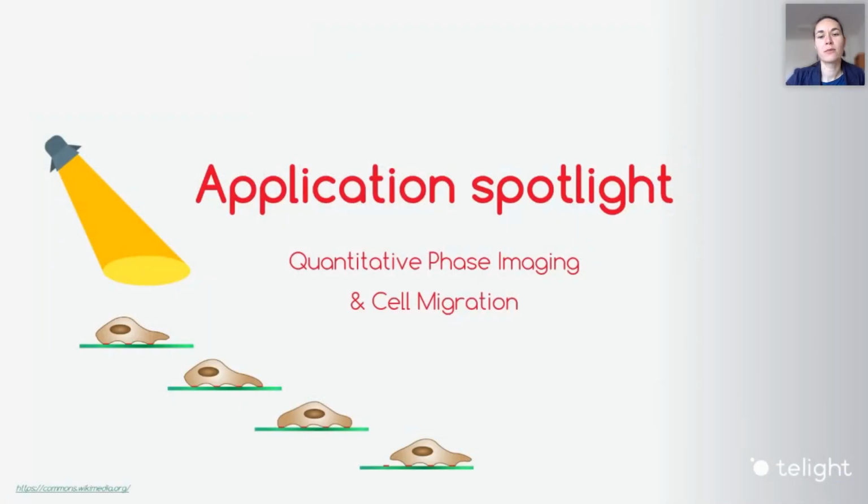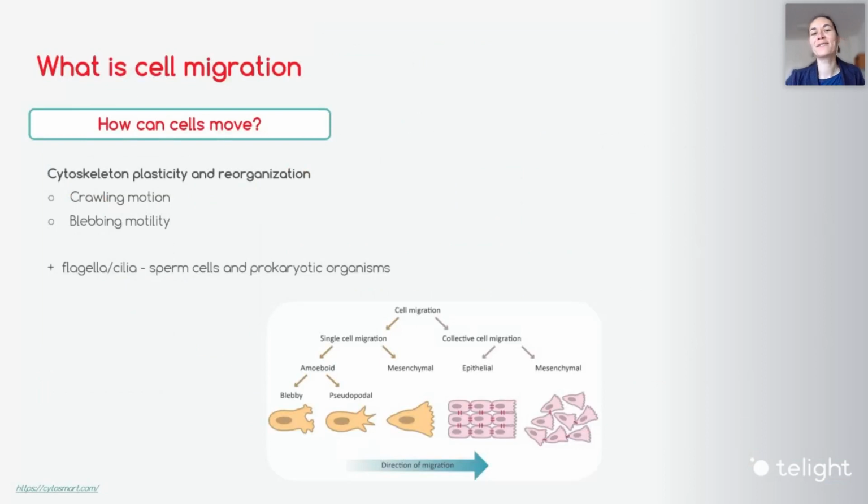Today is about cell migration, the application spotlight that we chose for today. So let's start maybe with some basic definition. What is cell migration and how can cells actually move? Cells can move due to cytoskeletal plasticity and its reorganization. There are different types of how a cell can do that, and one special type is moving with flagella or cilia. That's typical for prokaryotic organisms, but in eukaryotic cells, it's also the case for sperm cells.